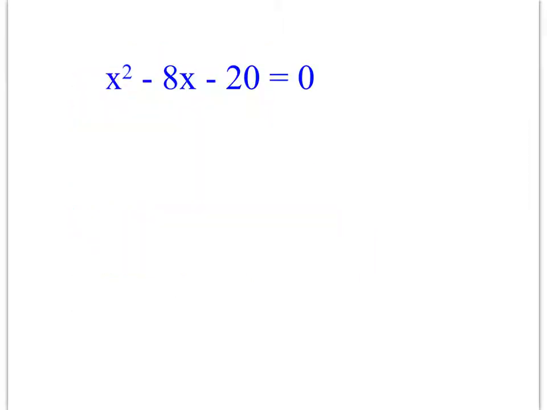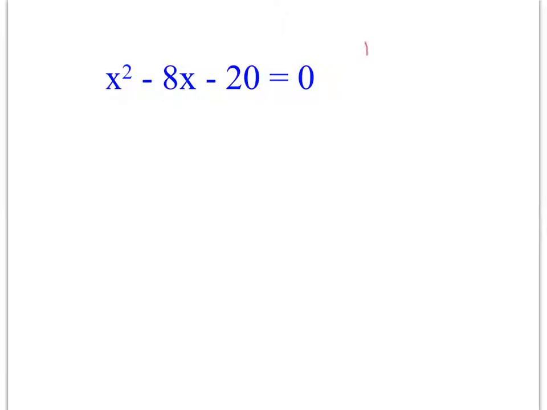Okay, let's look at this first problem right here. I got x squared minus 8x minus 20 is equal to 0. Let's just solve this by factoring for a moment. I can see that I have nothing in front of the x squared, so that makes my life easier. My c term is negative, so I'm going to look for factor pairs of 20 that have a difference of 8. So I'm going to just quickly list out my factor pairs of 20.